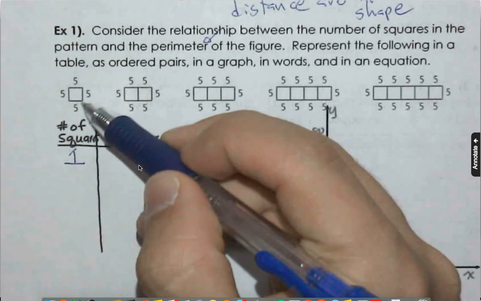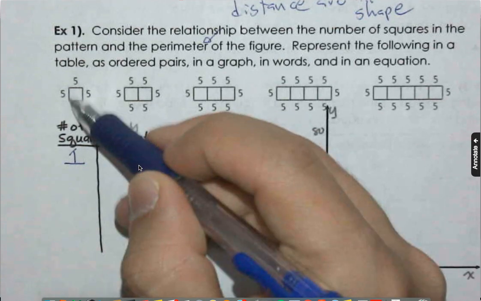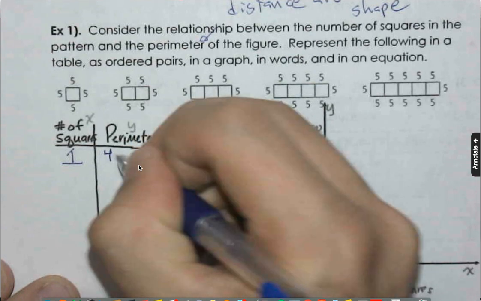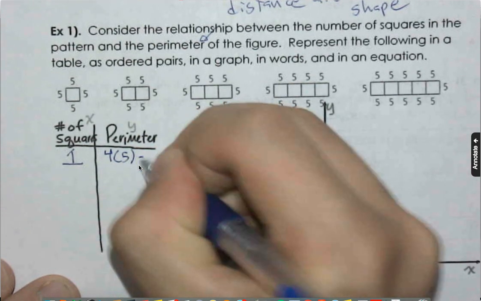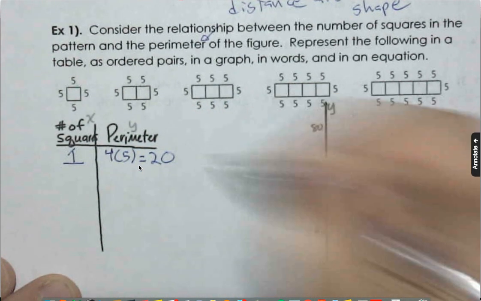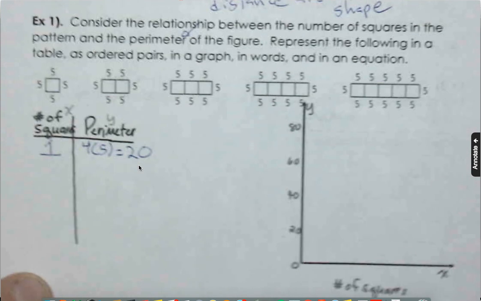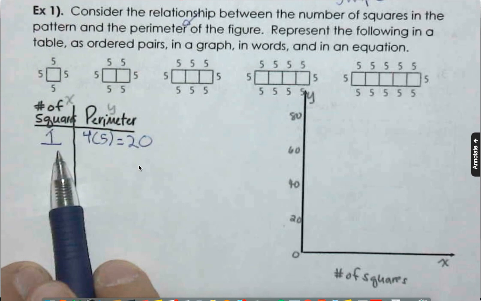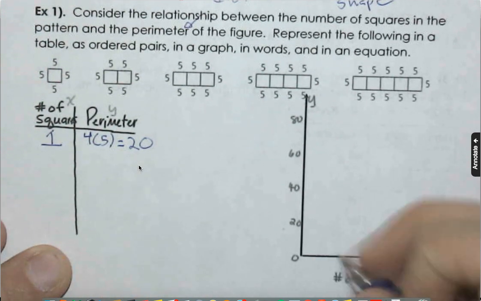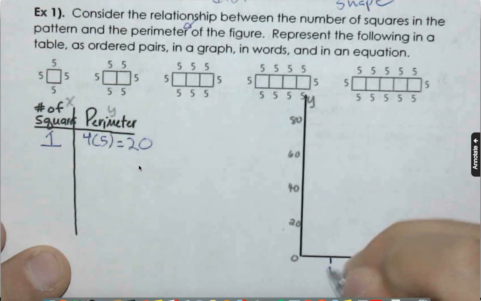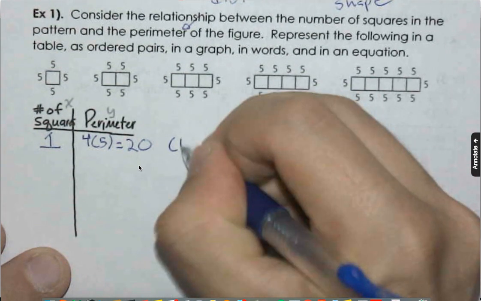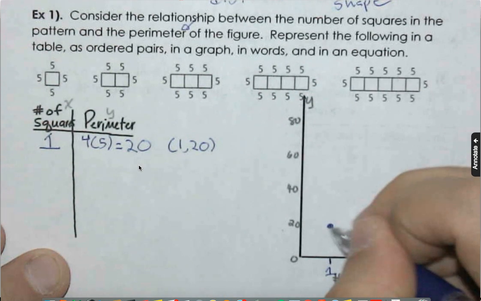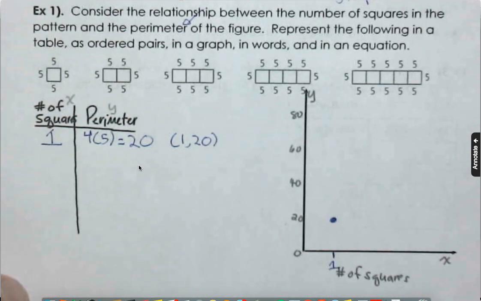Well, if we walk from here to here, that's 5. Here to here, that's 5. 5 again, 5 again. So we have 4 versions of 5, which says that our perimeter is 20. Okay, well, that's something we could graph out. We know that if we have one square, the outcome is going to have to be 20. So we can easily graph this as an ordered pair of (1, 20). Cool, so we got that one.